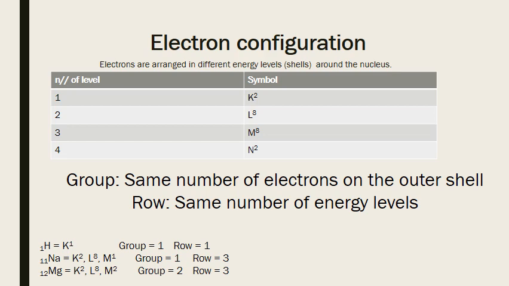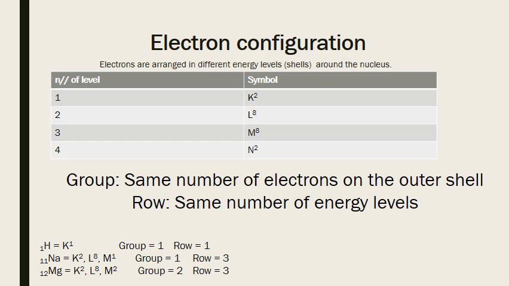Then we have sodium, which has 11 protons, therefore it has 11 electrons. So first we'll go to the first energy level, which is K. Now K can only fit 2, so we write K2. But we've got another 9 electrons, so we go to the next one, which is L. L can only fit 8 electrons, so we fill the whole of that energy level, so we write L8. So 8 plus 2 is 10, but we've got 11, so we go to the next energy level, which is M. Now it can fit 8, but we only need 1 more, so we write M1.